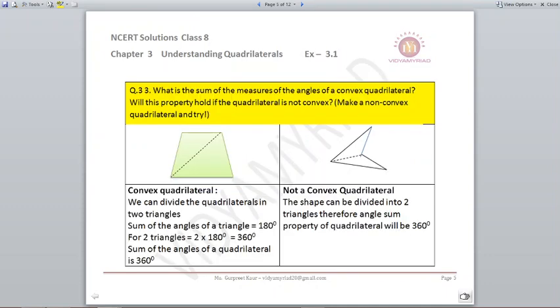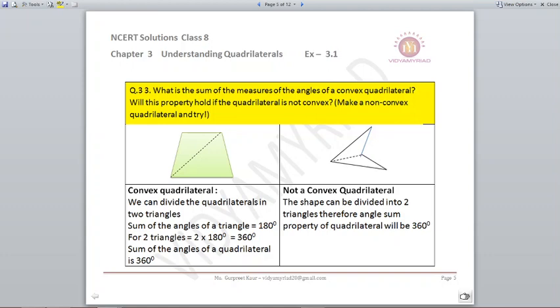Question number 3. What is the sum of the measure of the angles of a convex quadrilateral? Here, in the green figure, I have drawn a quadrilateral and one dotted line, one diagonal. What does it mean? You have divided the shape into two triangles, and we already know, children, the sum of the angles of a triangle is 180. How many triangles are there?